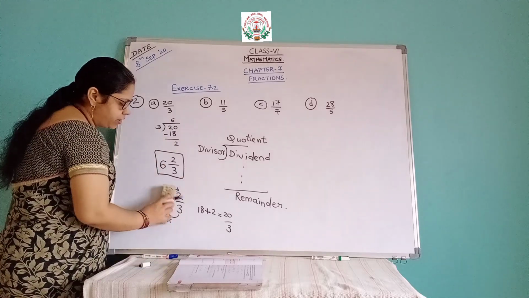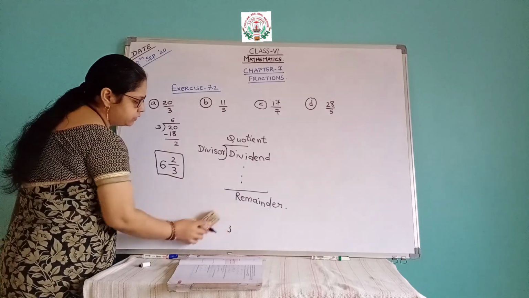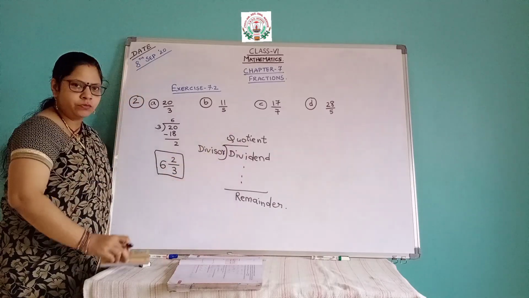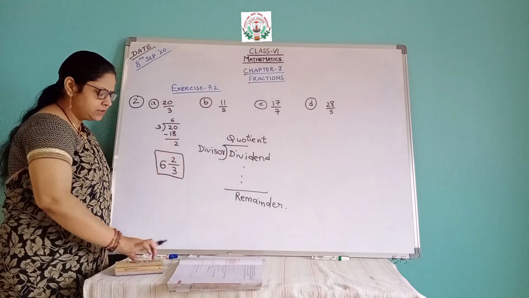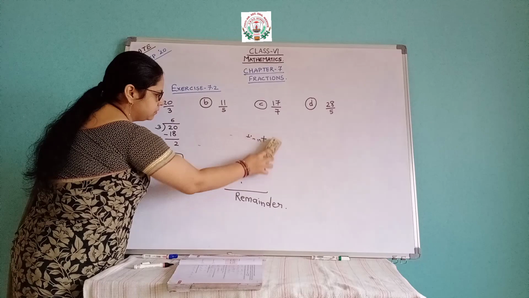Understood? If you have not understood, we are going to solve the second part. Is this clear to everyone? Dividend, divisor, quotient and remainder. Just keep that in mind.